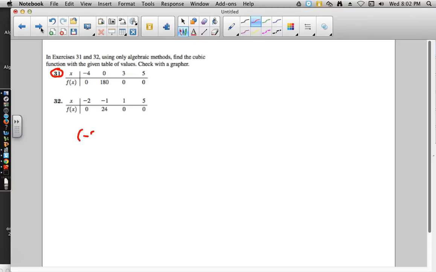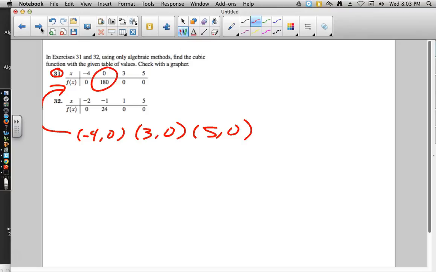So at negative 4, 0, we have a 0. At 3, 0. And at 5, 0. Now, notice I'm ignoring that 0, 180 for a second because it doesn't really have a lot to do with our first thought process. And our first thought process is, let's just get a polynomial that will cross at these 3 places.